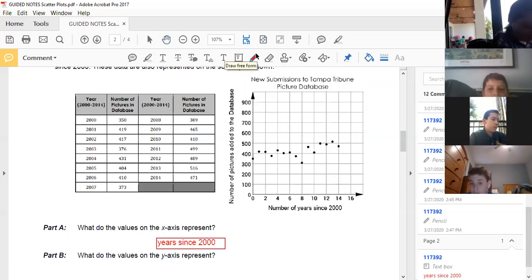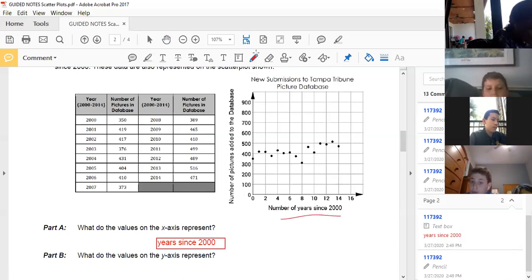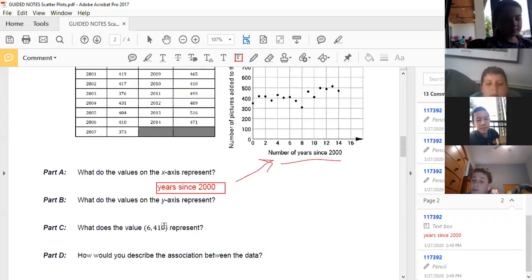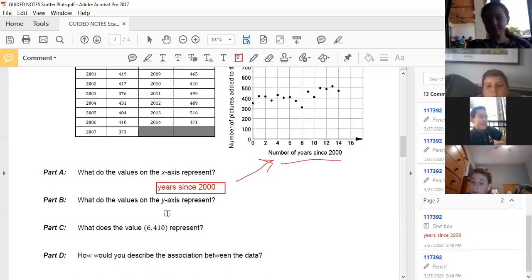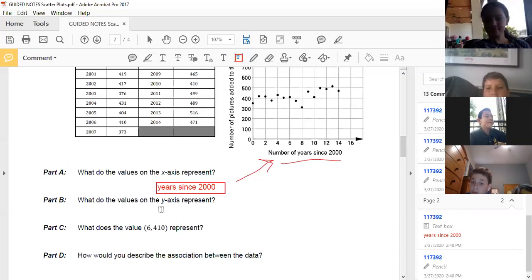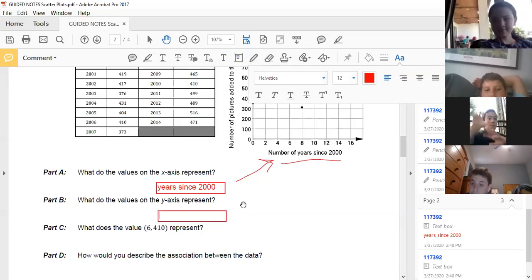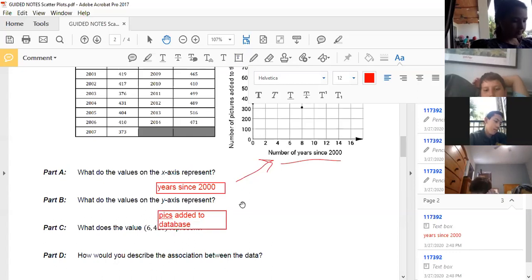Okay, again, not a trick question. It's right there. Notice how I'm annotating the text because I am a good student. Hannah, what does the y-axis represent? The y-axis represents the number of pictures added to the database. Pictures added to the database. All right, got it.